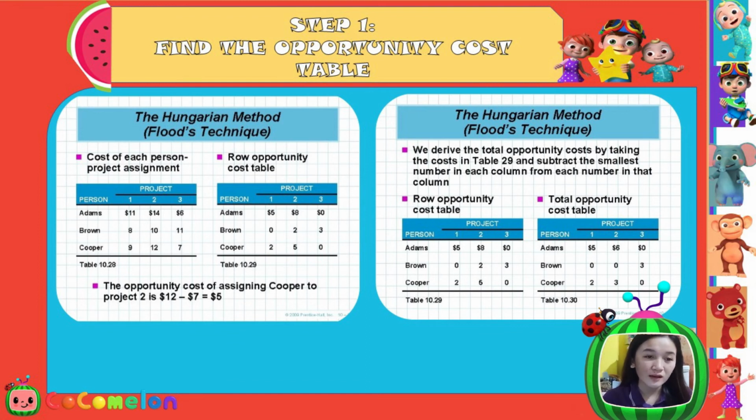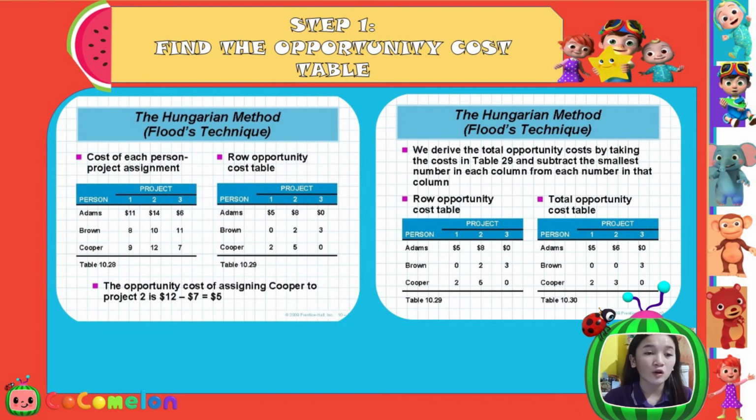We can compute row opportunity cost and column opportunity cost. What we need is the total opportunity cost. We derive this by taking the row opportunity cost and subtracting the smallest number in that row from each number in that row. So for example, in this table, the lowest cost in Adam's row is $6. We will deduct this $6 from each cost in the row. So for example, 11 minus 6, 14 minus 6, and 6 minus 6. That will yield the new row of 5, 8, and 0. The same process is done with Brown's and Cooper's rows.